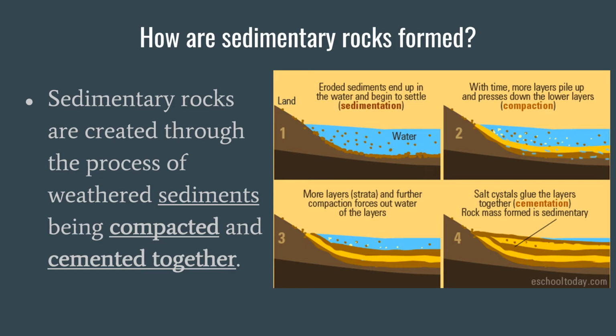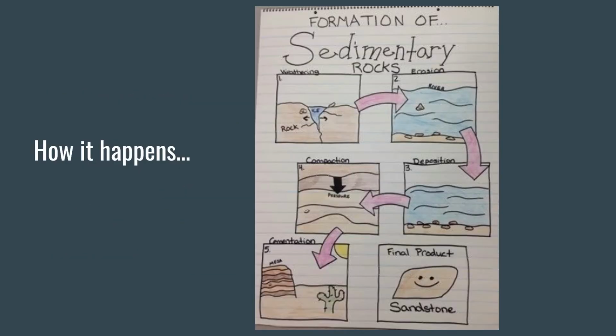Thinking about laying on top of something, the thing on the bottom is going to be smushed or compacted the most. So then at the end, when all these layers have been compacted, they become cemented together. You'll call it cementation, or you might see it as lithification. The rocks are then formed deep down where they are compacted and cemented together.